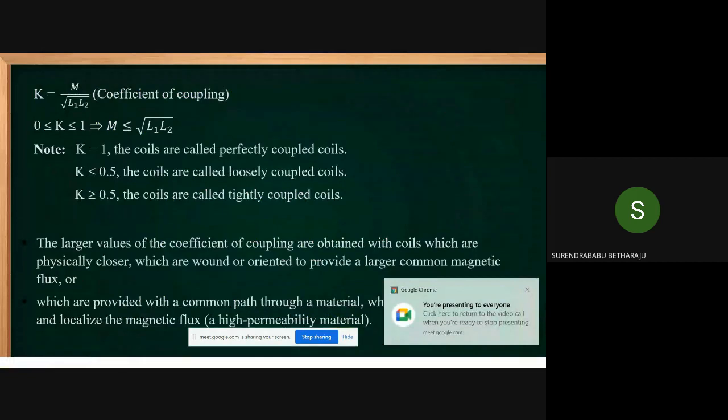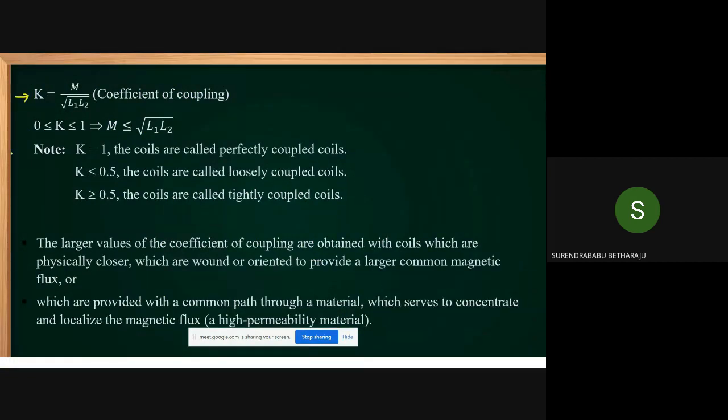Now, therefore, what is K here? K equal to M by square root of L1 into L2. That is the coefficient of coupling. What is the range of K? The range of K is 0 to 1. That is, M is always less than or equal to square root of L1 into L2.